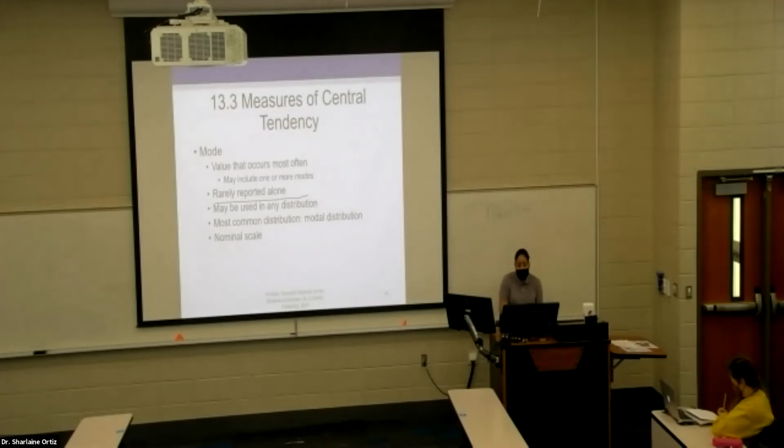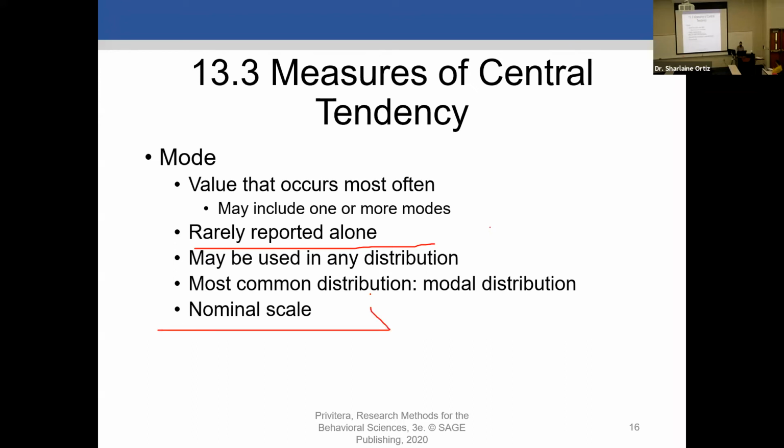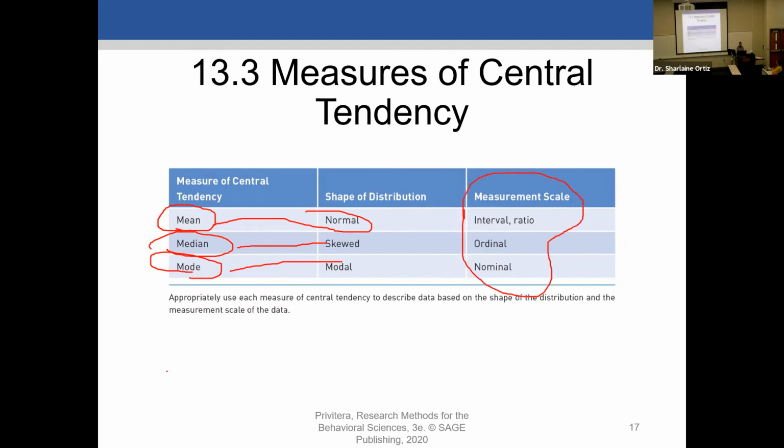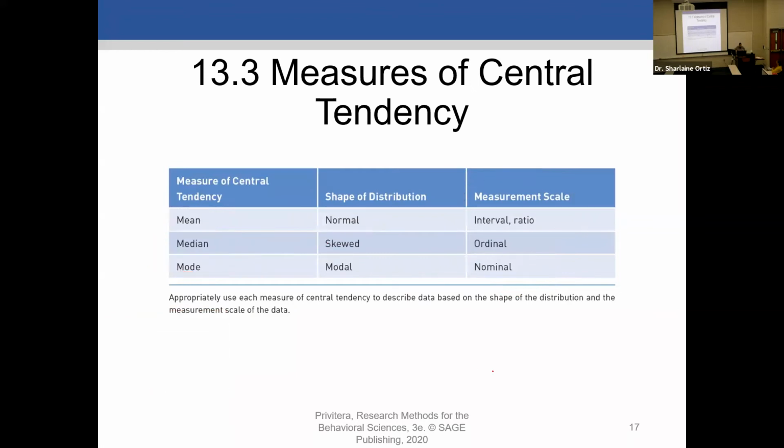And when we are presenting the mode, generally it's on a nominal scale. Here's a good summary of the tendencies that we just covered. Notice that if, for example, this measurement was high, the distribution will look like this. This is what this interpretation means. These are the measurement scales that we will utilize for each of these measures of central tendency.